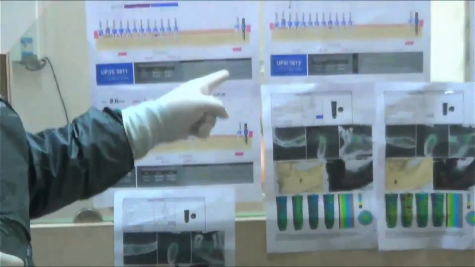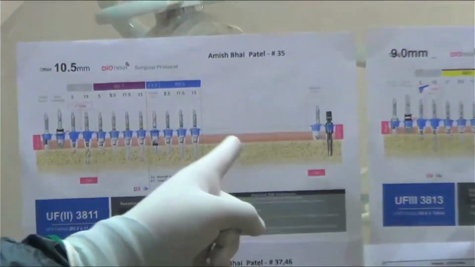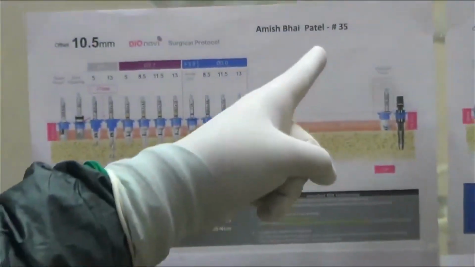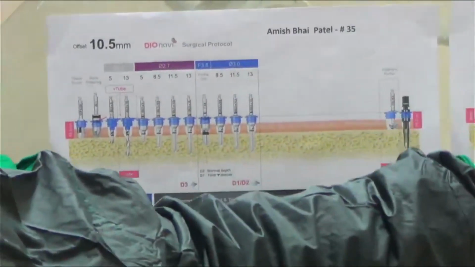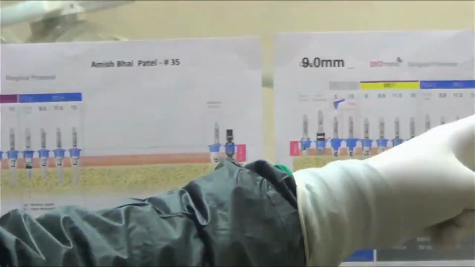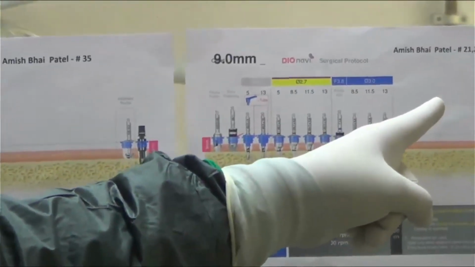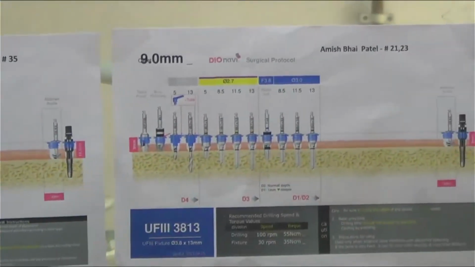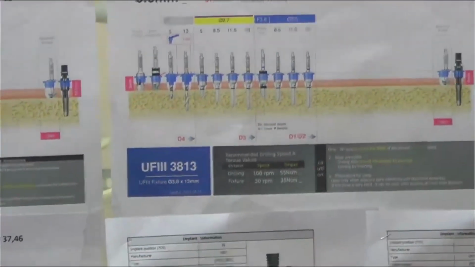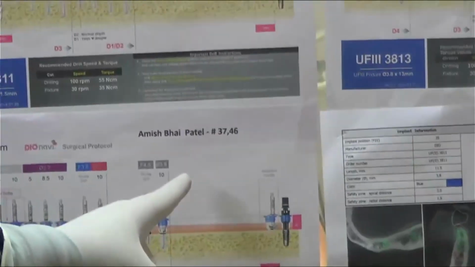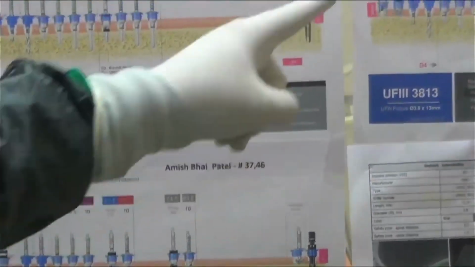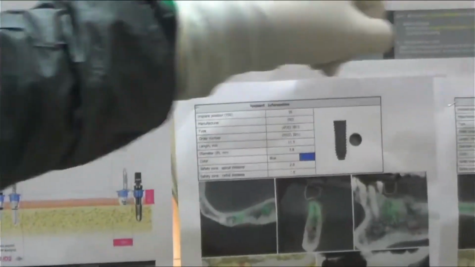This is your drilling sequence for each and every implant. This is for 3-5, this is for 2-1 and 2-3. This one is for 3-7 and 4-6.